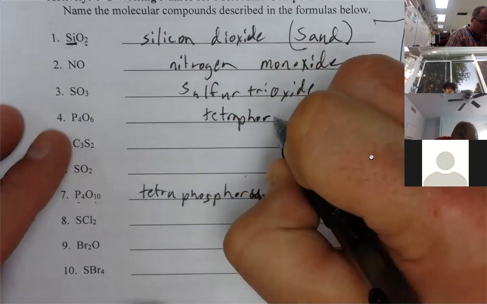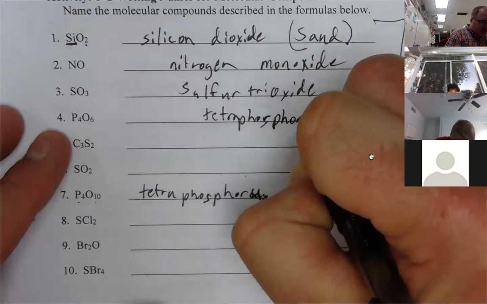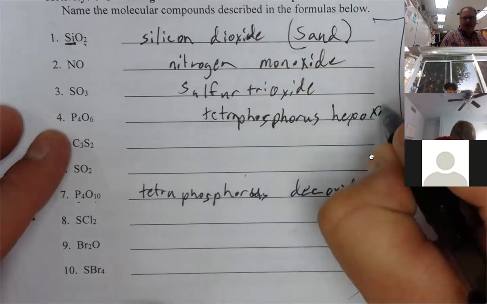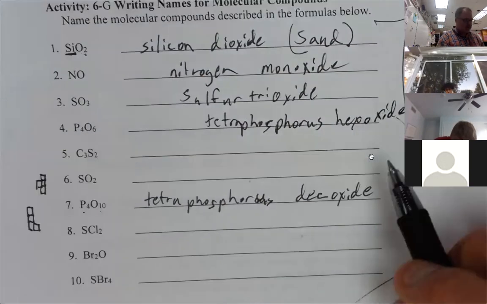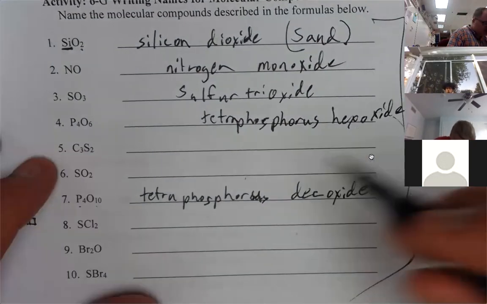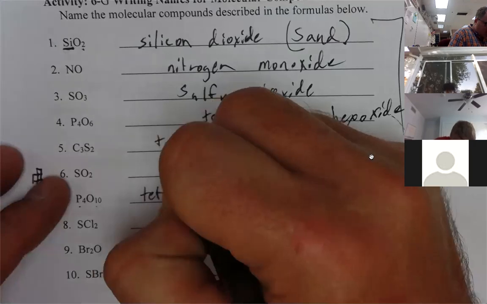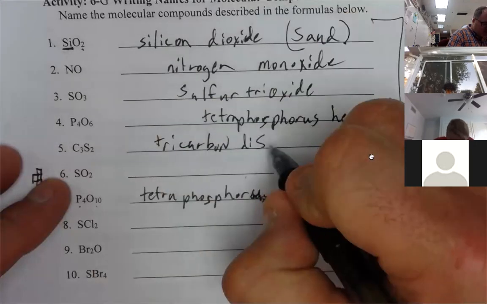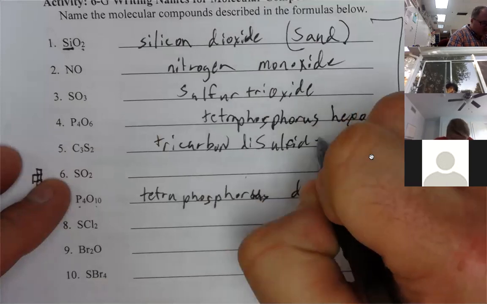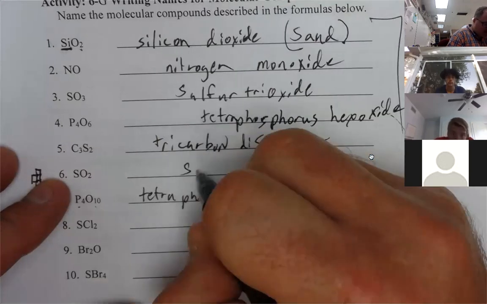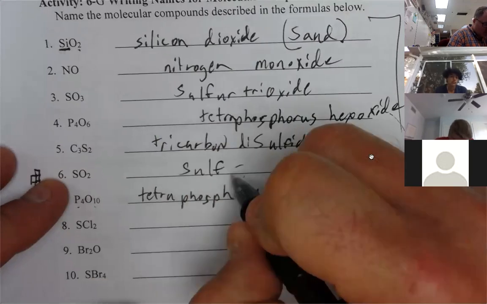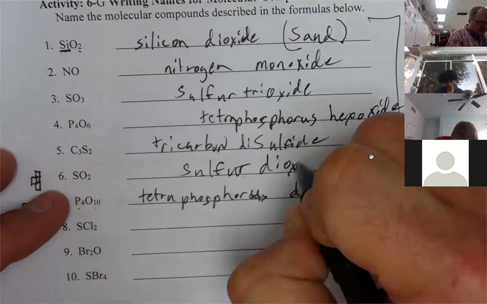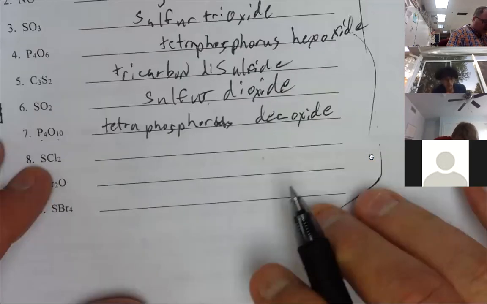Tetraphosphorus hexoxide. Remember, we do not put the a if it is a vowel like oxide, so it's hexoxide. Tricarbon disulfide, sulfur dioxide, sulfur dichloride.